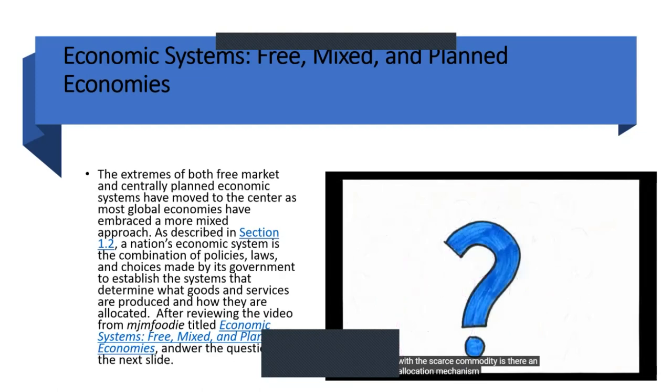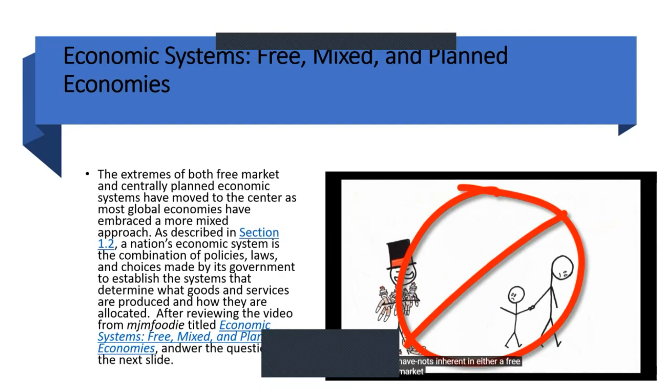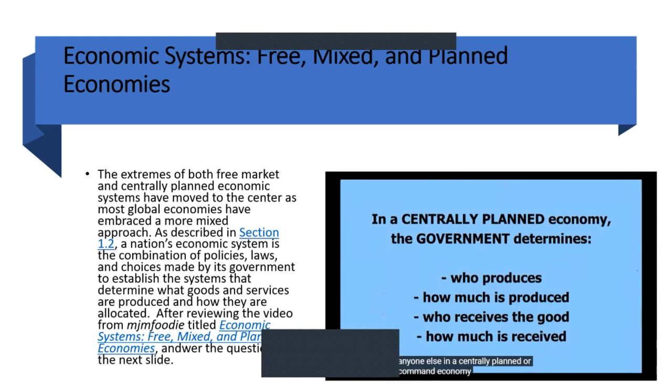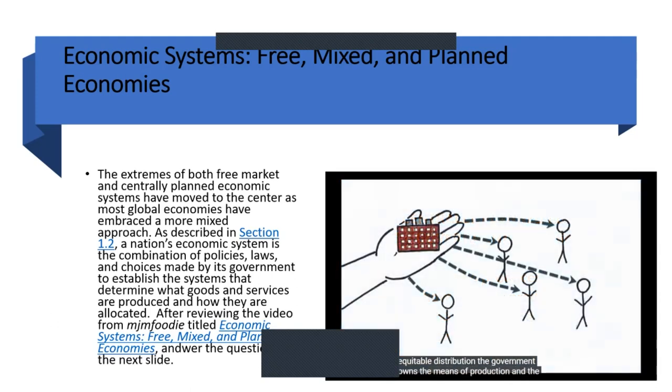Is there an allocation mechanism that would do away with the end result of haves and have-nots inherent in either a free market system or some kind of lottery system? That is to say, how can we ensure that the scarce commodity is distributed equitably so that no one has more than anyone else? In a centrally planned or command economy, the government becomes the allocation mechanism, determining who produces and how much is produced, as well as who receives the good and how much is received. In such a system, assuming the government's motivation is equitable distribution, the government owns the means of production and the scarce output is distributed equally among the citizens.